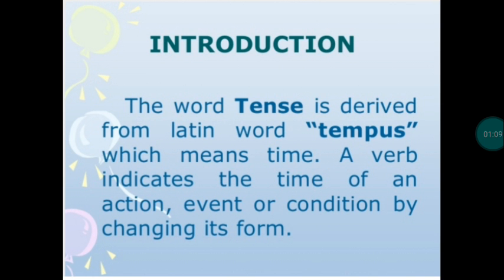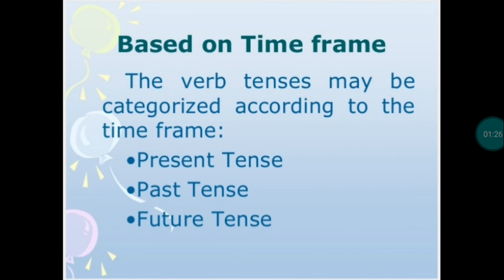A verb indicates the time of an action, event or condition by changing its form. For example, I eat is present tense, I ate is past tense, I shall eat is future tense. So we go to the next. The verb tenses may be categorized according to the time frame, present, past or future.